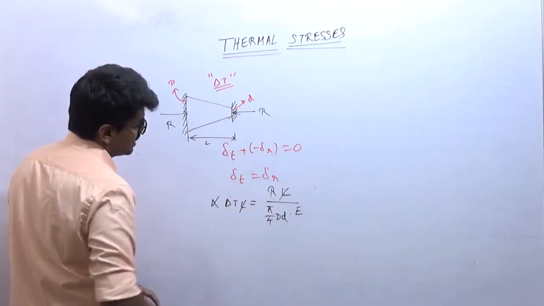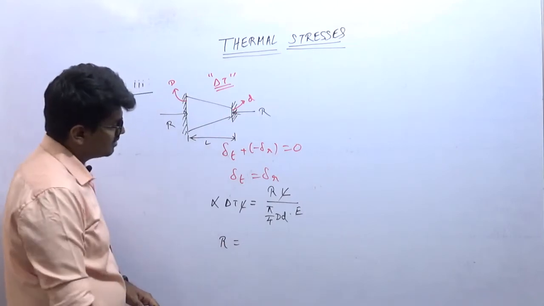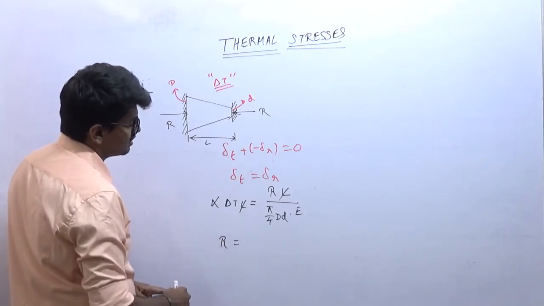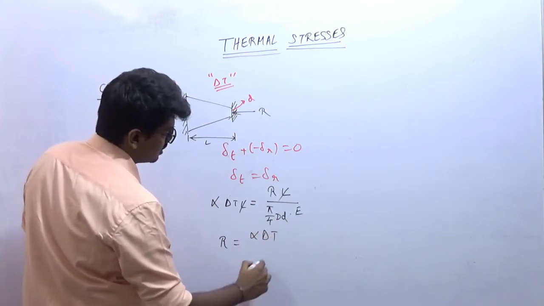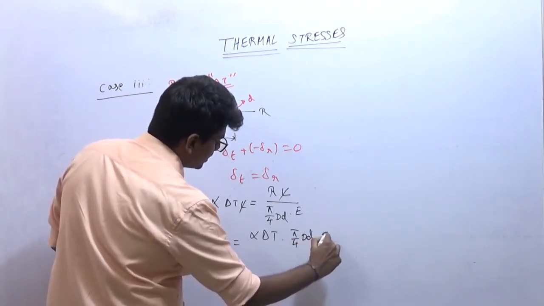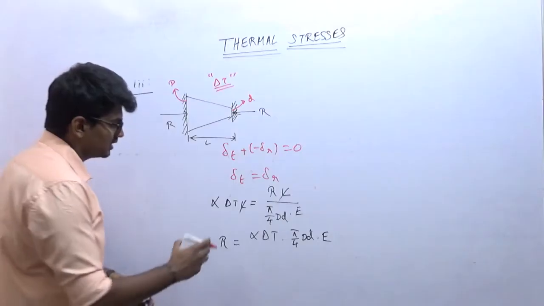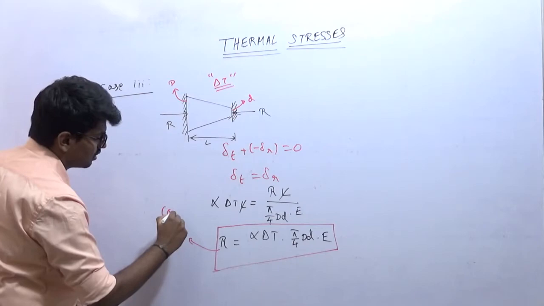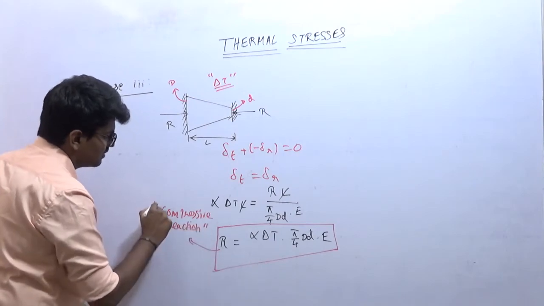Now L I can cancel, and do the rearrangements. What will be the R value? R will be equal to alpha delta T into pi by 4 D d into E. So this is what I got as the R value. This R is nothing but the compressive reaction which is offered by the fixed support.